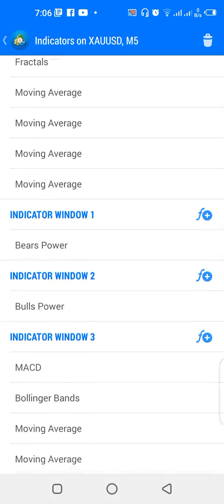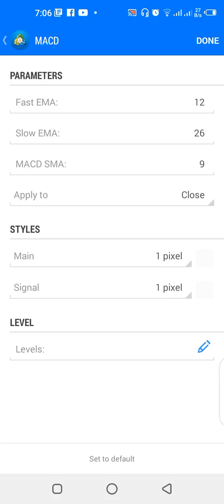Now the indicator window 3, we have MACD. Fast EMA is 12, slow EMA is 26, MACD SMA is 9, apply to close. The color of the main and the signal will match the background color of the chart.